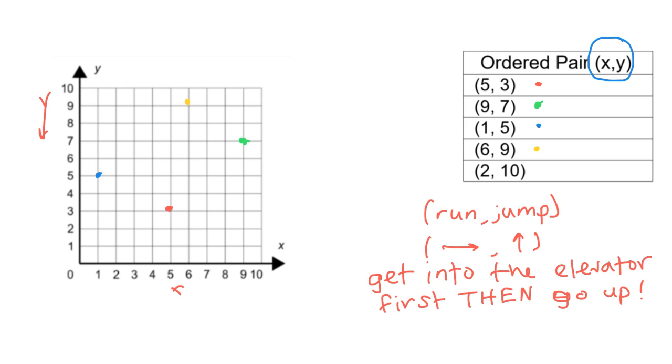And then the last one, I'm going to do another red dot. Oh, just kidding, I'll do black. Forgot about that color. And this is 2 and 10. So I'm going to go to 2 on my x-axis first and then up to 10. 2 and 10. And there is my point right there.